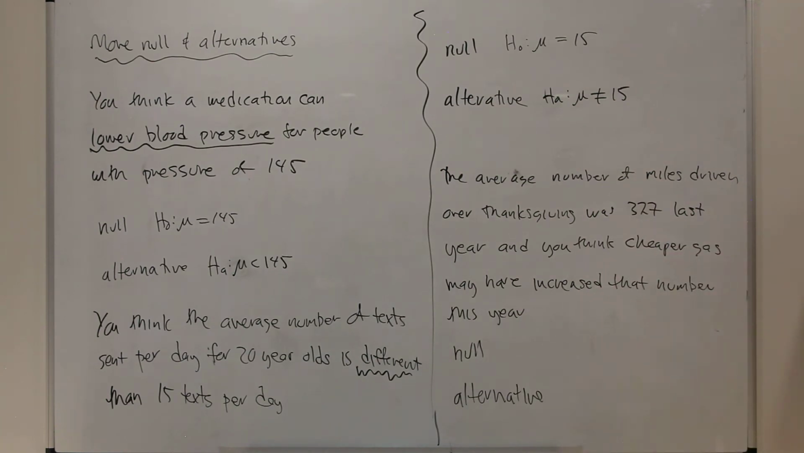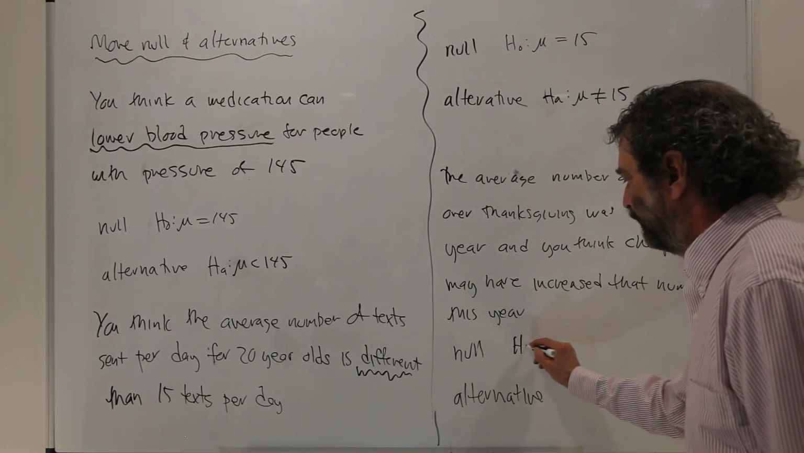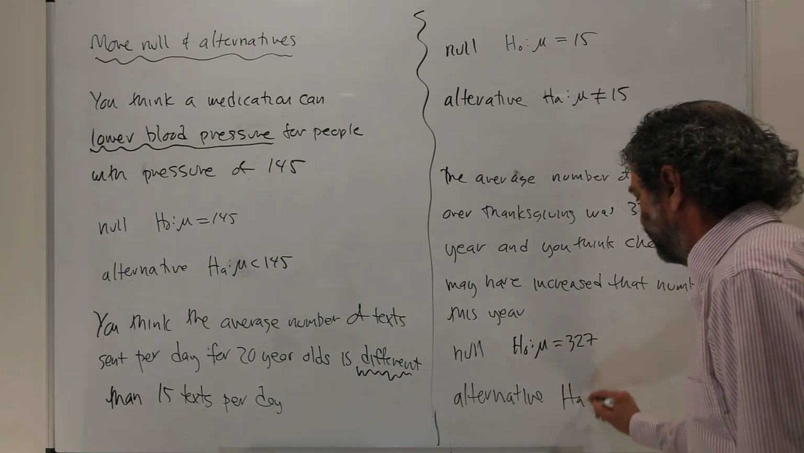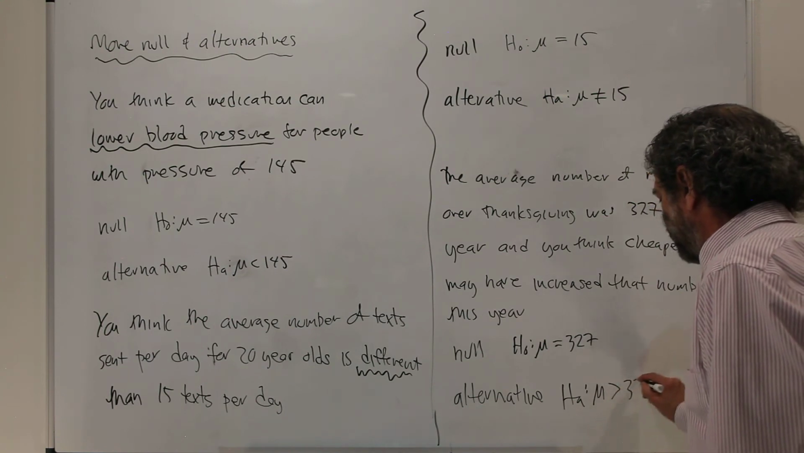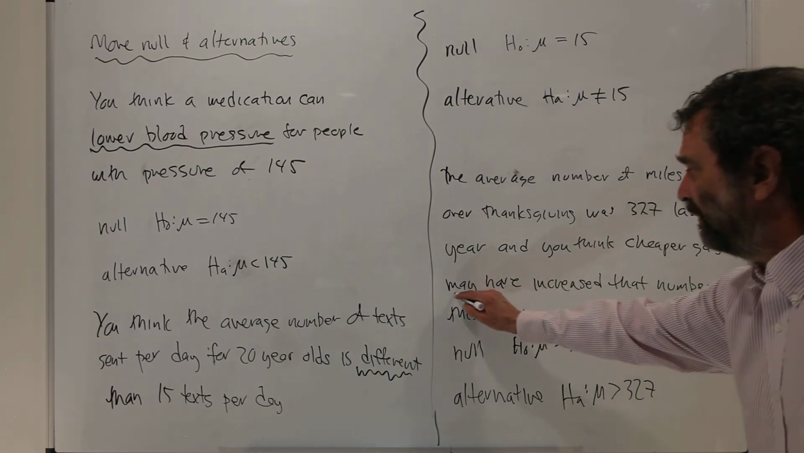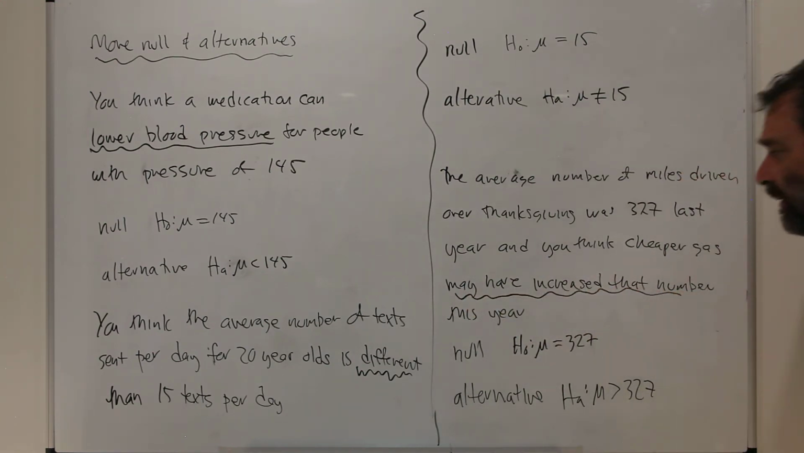Our third example on this board, the average number of miles driven over Thanksgiving was 327 miles last year. And you think cheaper gas may have increased that number this year. In that case, the null hypothesis will be H0, the mean was 327. And HA, we think it went up, bigger than 327. The key word here is may have increased that number this year. It says the mean may have gone up. So if everyone's number went up, then the mean would have gone up.